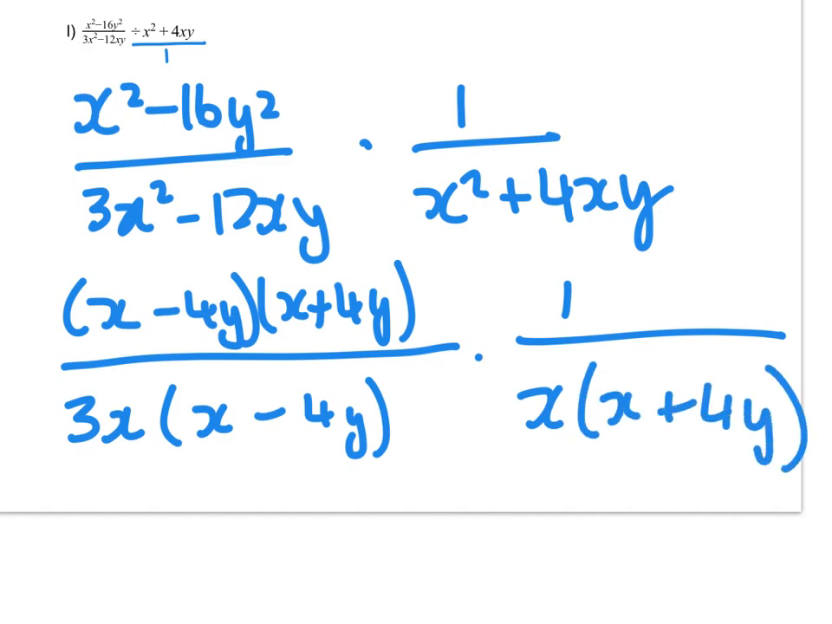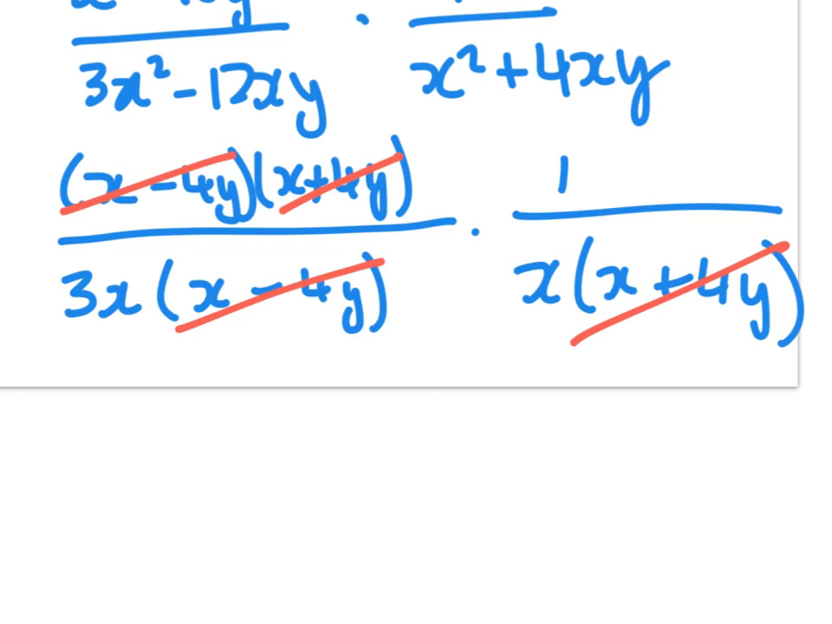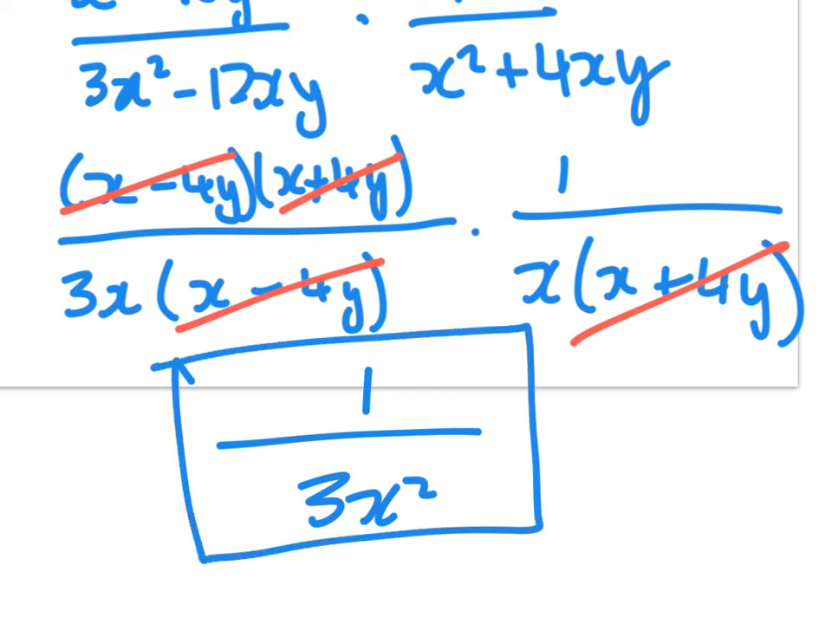Now look at the big list of factors that you have. x minus 4y, x minus 4y. x plus 4y, x plus 4y. So what are you left with? You're left with 1 on top, 3x times x on the bottom, which is 3x squared. Okay, there you go, job done.